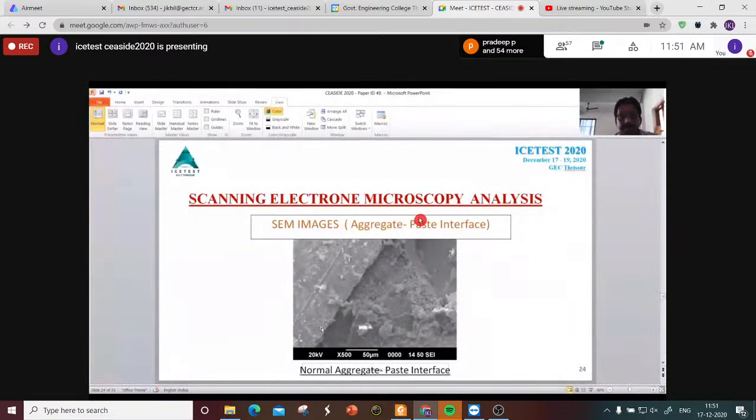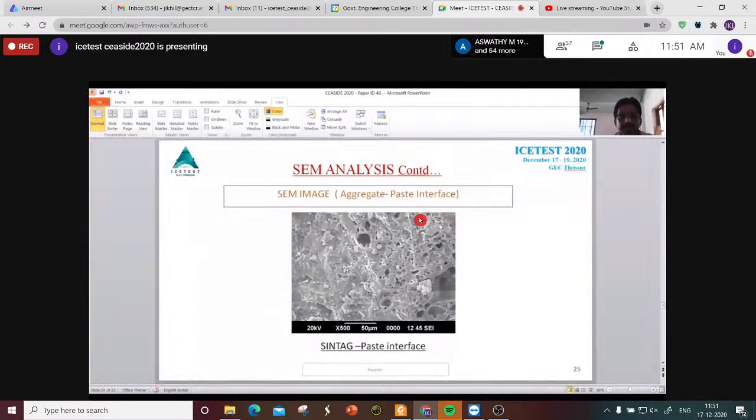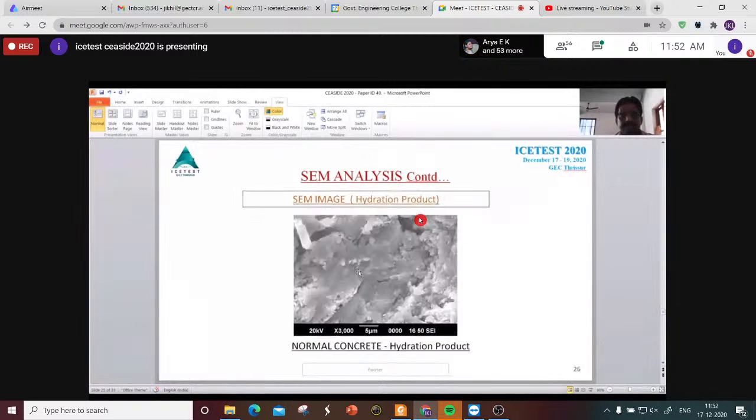Scanning electron microscopy analysis shows that here we can see the distinction between the aggregate and the cement paste phase. The interfacial transition zone is clearly visible in the zoom images, whereas this is the zoom image for the Sindac and paste phase interface. Here this is the fly ash aggregate, and this is the cement paste. The transition zone is not clear because the cement paste infiltrated into the pores of the fly ash aggregate because of external hydration.